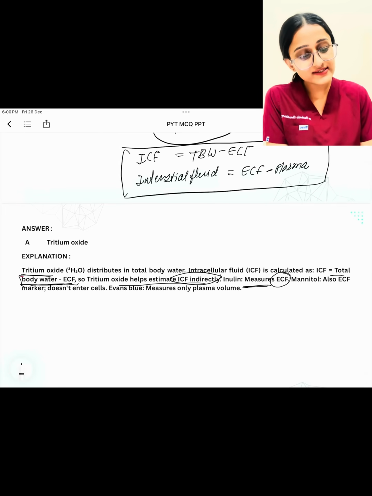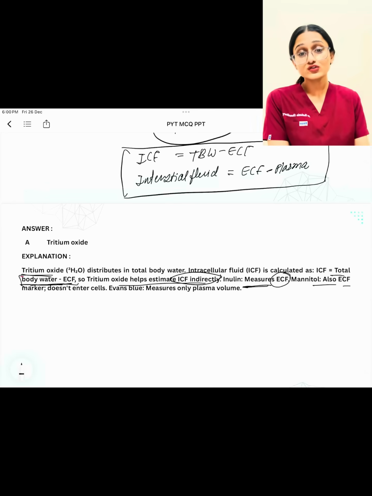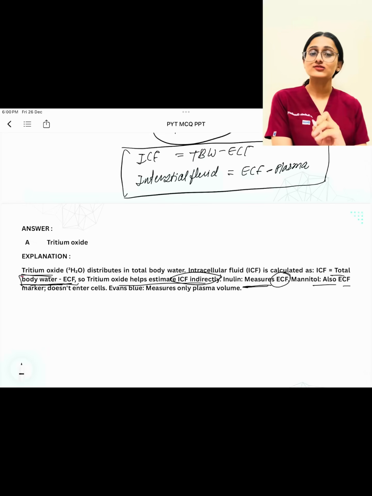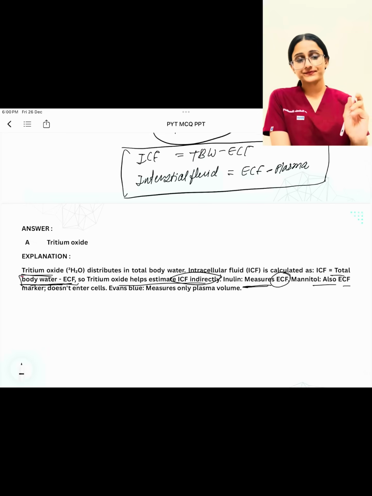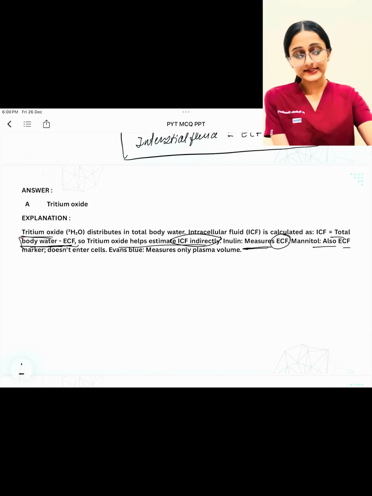Inulin measures ECF, I told you. Mannitol also ECF, I told you. And Evans blue only plasma. Okay, that's it. And let's see the next question.